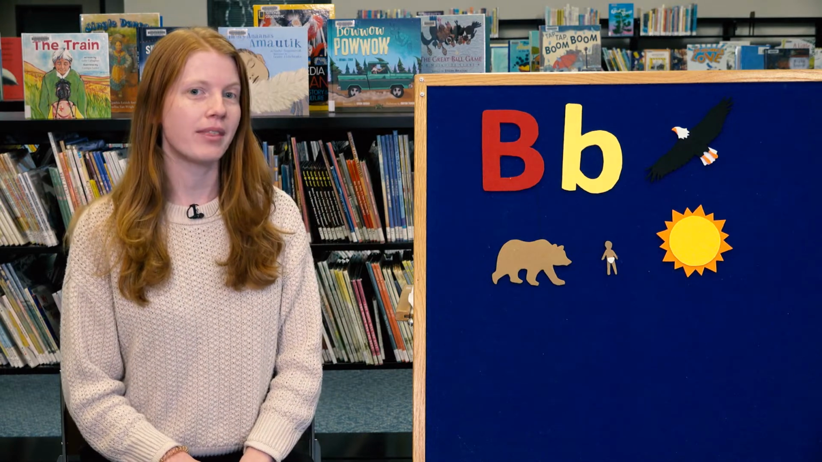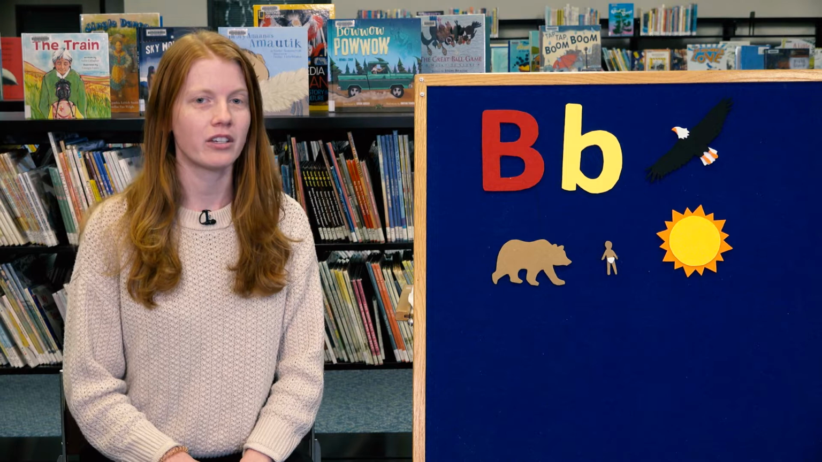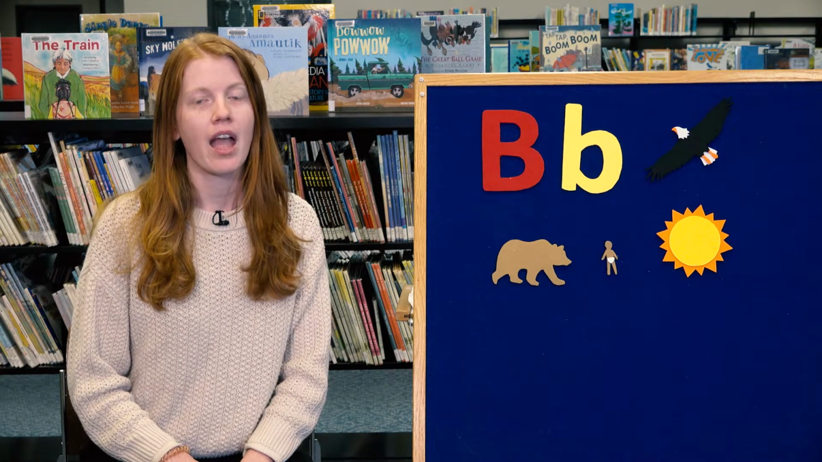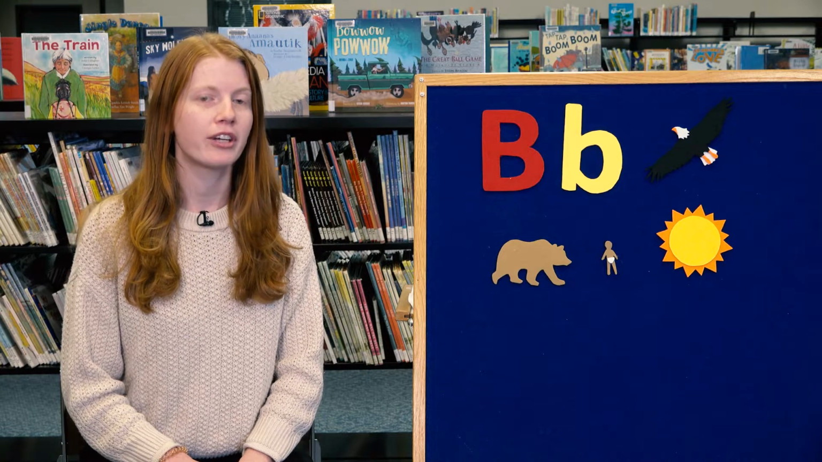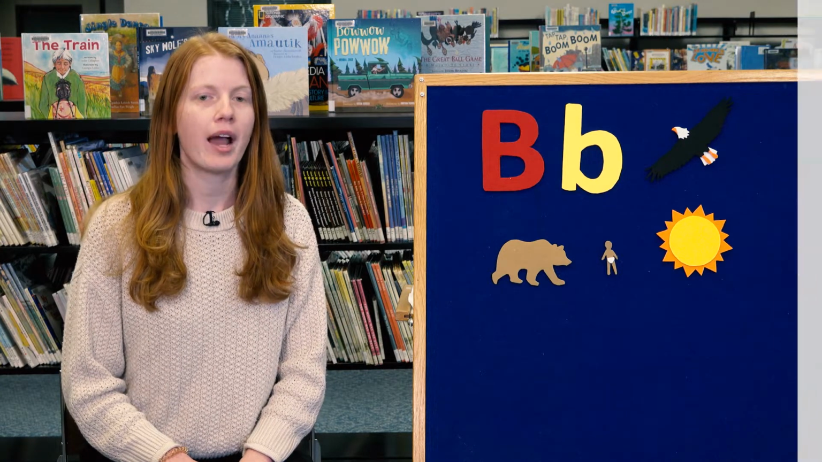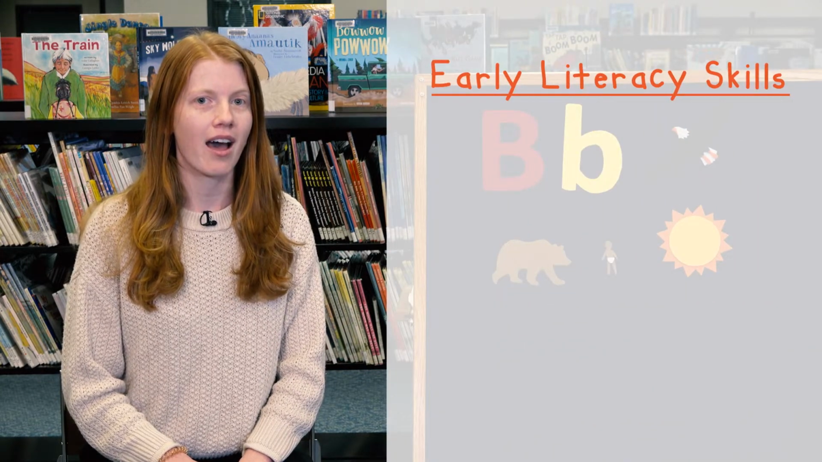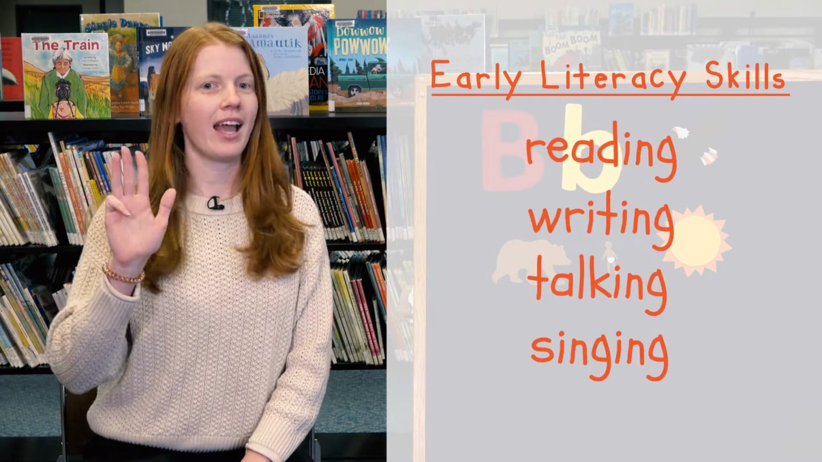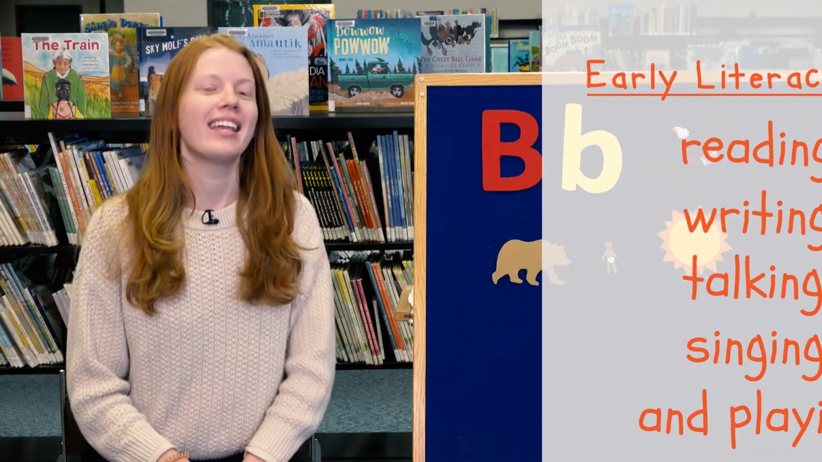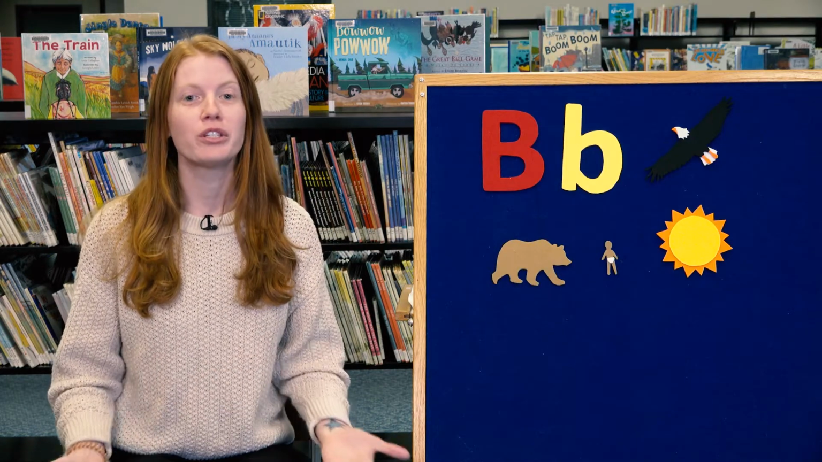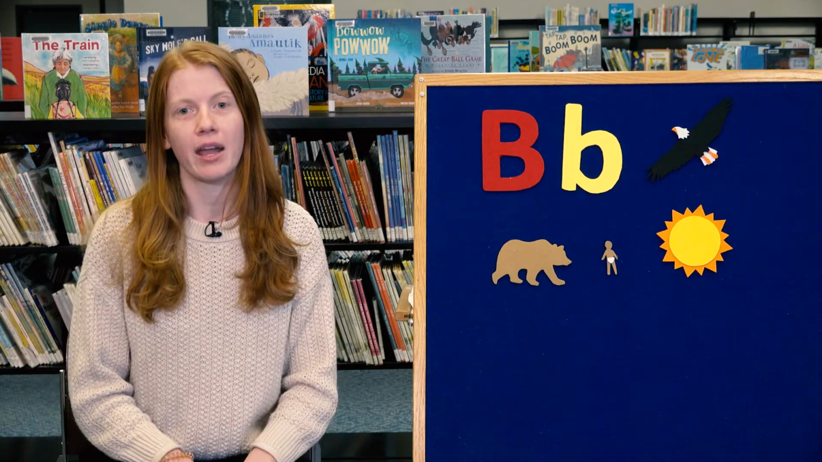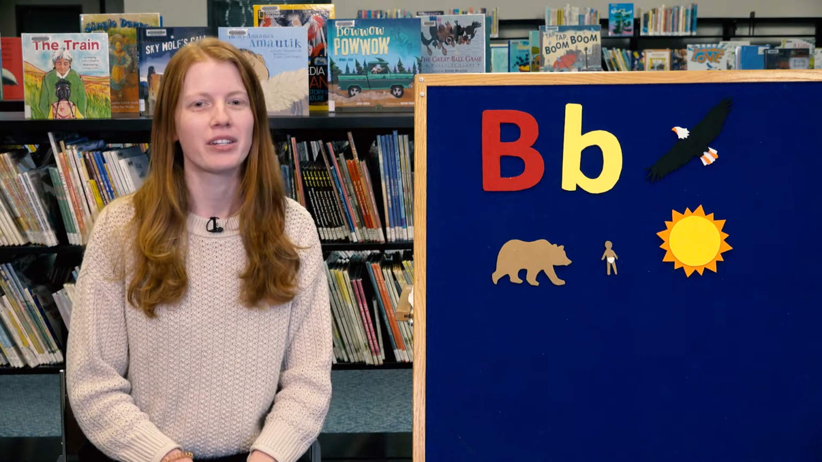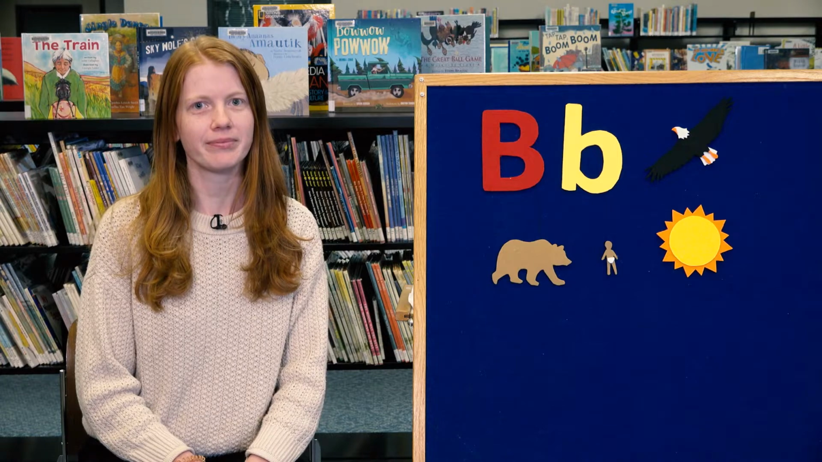Our Storytime theme is Native American Heritage and it is geared for children ages 3 to 5. Every program is based on Every Child Ready to Read, which practices the early literacy skills of reading, writing, talking, singing, and playing. Caregivers, I invite you to join in on all the fun today with your child. When your child sees you having fun, they're gonna wanna join in and have some fun too.